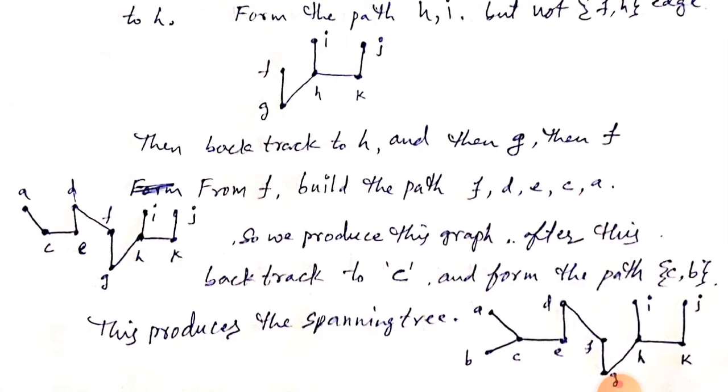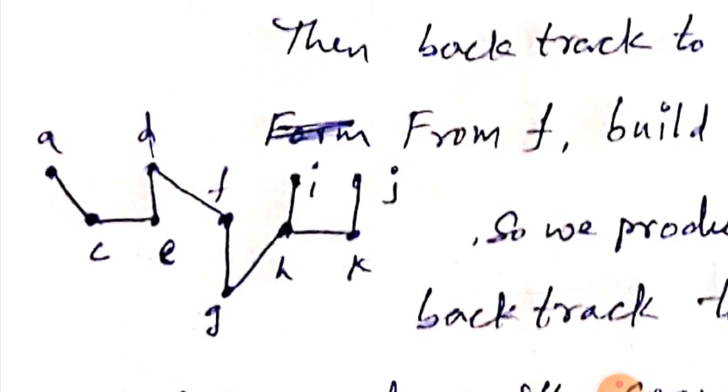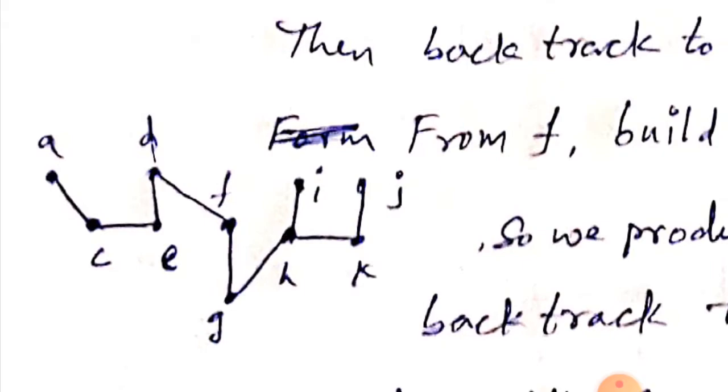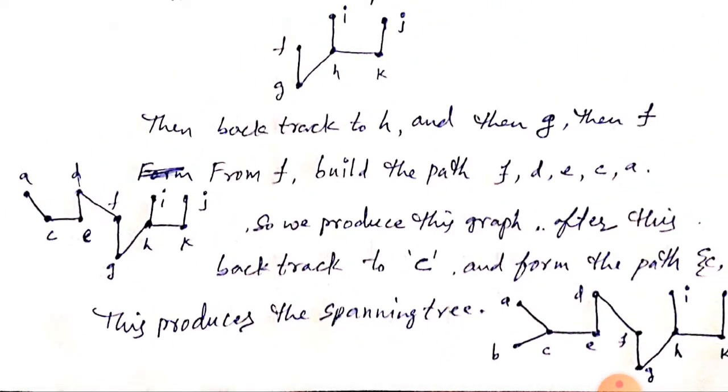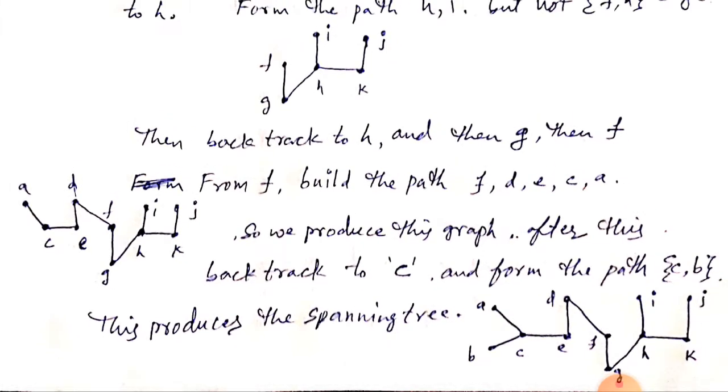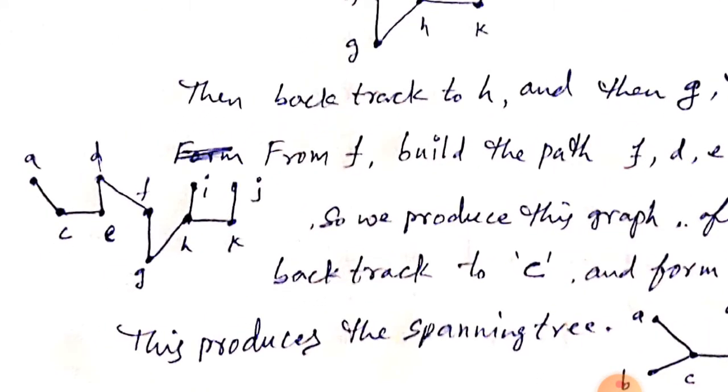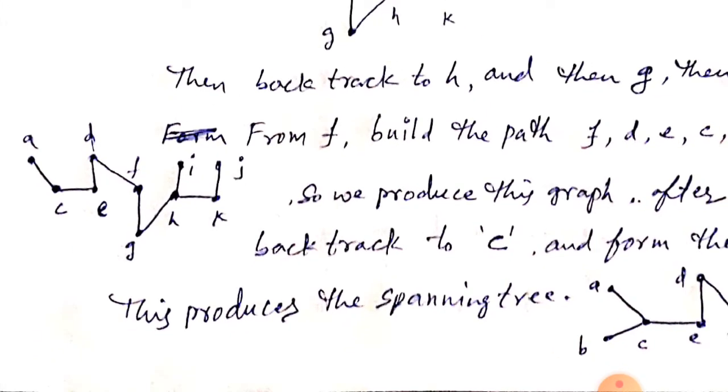Then we will get the spanning tree like this, but still we have not visited all the vertices. Observe, the vertex B is not visited. That means we have to backtrack again. Now we are at the vertex A. We will go back to C, then again back to E, then back to D, like that. First of all, from A we come back to C.